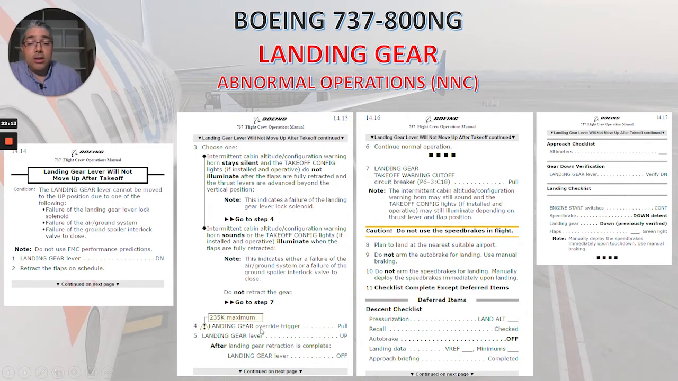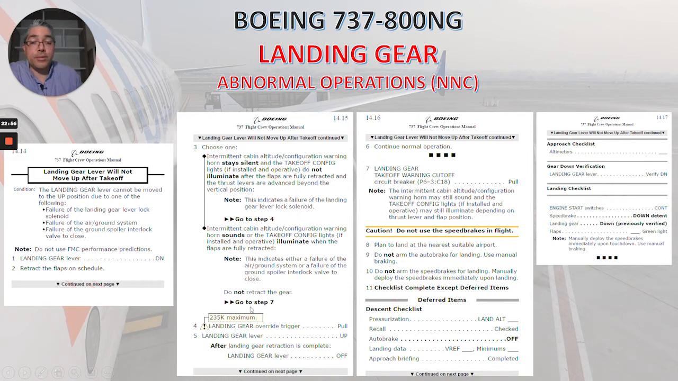It says landing gear override trigger pull, landing gear lever up. After landing gear retraction is complete, landing gear lever off, continue normal operation, and that's the end of the checklist. If the intermittent cabin altitude configuration warning horn sounds or the takeoff config lights, if installed and operative, illuminate when the flaps are fully retracted, note, this indicates either a failure of the air ground system or a failure of the ground spoiler interlock valve to close. Do not retract the gear.